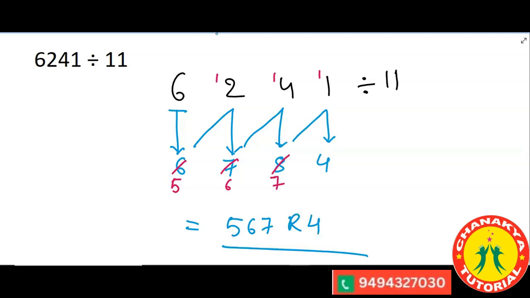Understood? If the below digit is more than the above digit, then we have to do this approach. Simply reduce 1 here and consider the next number as a plus 10 of that digit. If it is 2, we'll consider it 12. If it is 8, we'll consider it as 18. Okay, Jitendra.